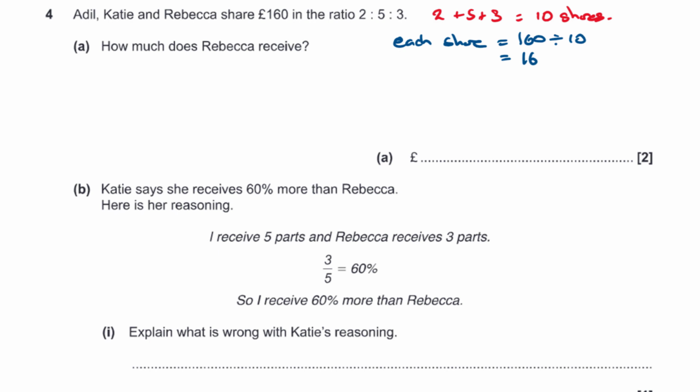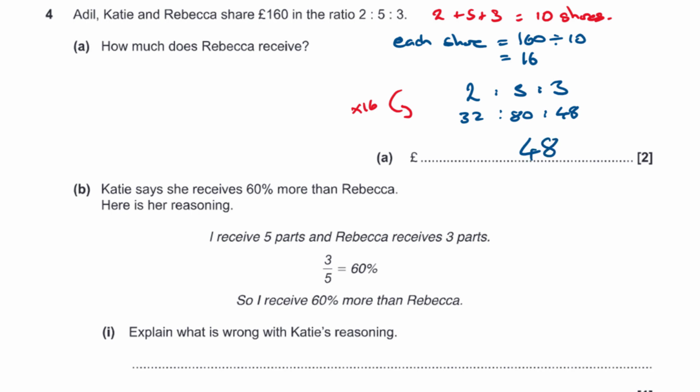Okay, and then we've got the ratio of 2 to 5 to 3 to start with. So scaling that up by a factor of 16, that means that Adil is going to get £32. Katie is going to get £80. And Rebecca is going to get 3 lots of 16, which is 48. Now I've done a bit more work than I need to do here, but it's good practice just to double check your 3 amounts actually add up to what you started with, and 32 and 80 and 48 does add up to 160. So I'm feeling pretty confident that I've got my answer right.